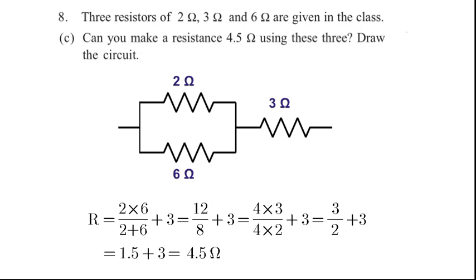So this is the answer for this question. Can you make a resistance of 4.5 ohm using these three? Draw the circuit. The circuit is drawn here, and the analysis calculation is also given here. This is enough for the examination. This is enough for this question. But in order to arrive at this answer, we must go through all the previous ways.